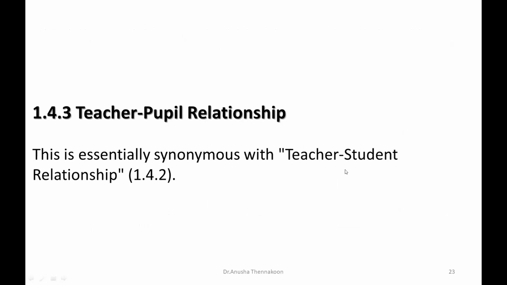And in the syllabus which I received, this is the teacher-pupil relationship. And we were discussing teacher-student relationship. I don't know why it is there, but actually teacher-student relationship and teacher-pupil relationship both are the same. So we are not going to discuss 1.4.3.